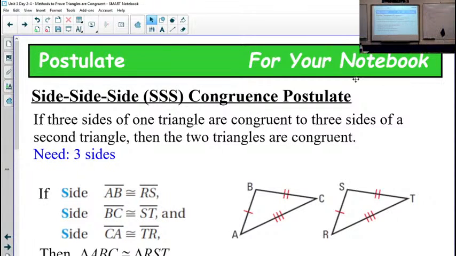All right. I said yesterday that usually we need 6 pieces of information to prove triangles are congruent. We need 3 pairs of sides and 3 pairs of angles. But what we're going to look at today is that we can actually use different combinations of those, and then we only need 3 pieces of information to prove that the triangles are congruent. So we're going to look at different combinations of those.